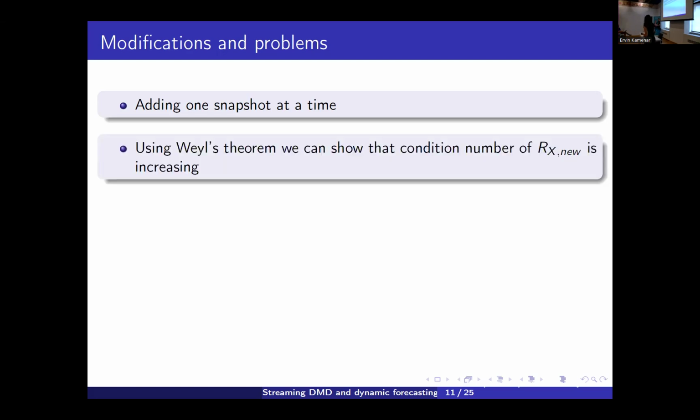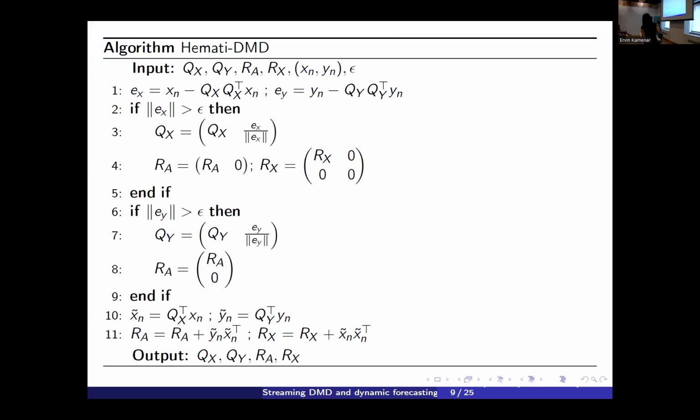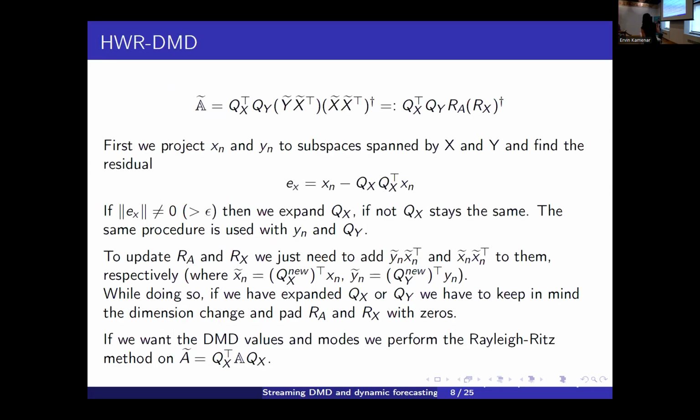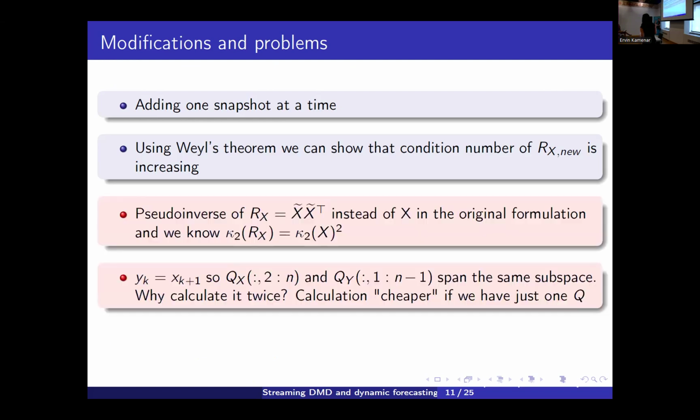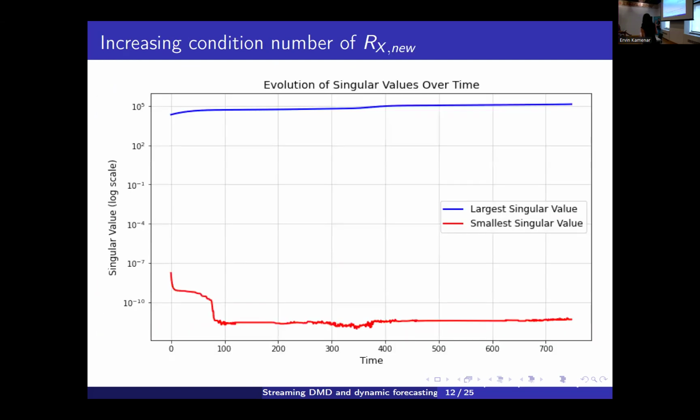The other one is that using Weyl's theorem, we can observe how the largest and smallest eigenvalue change. And we can see that the condition number of this R_X, the thing which we take a pseudo inverse of, is increasing. So I'll show you a picture. This is for one of the examples. We see that the highest singular value is increasing and the smallest one is decreasing, so the condition number will be bigger and bigger, right?